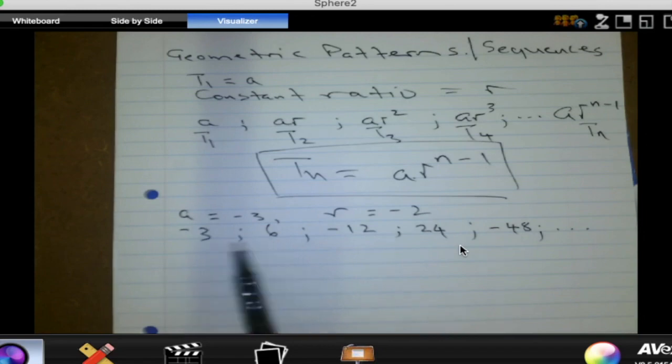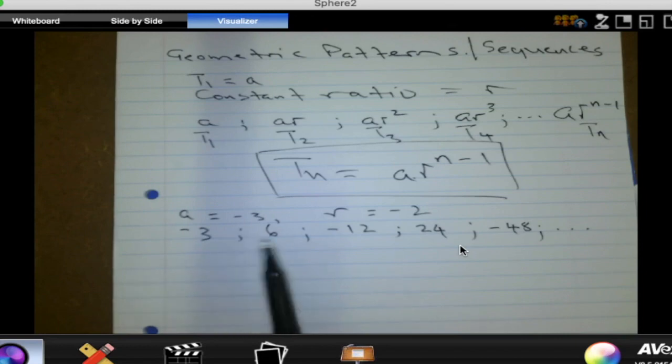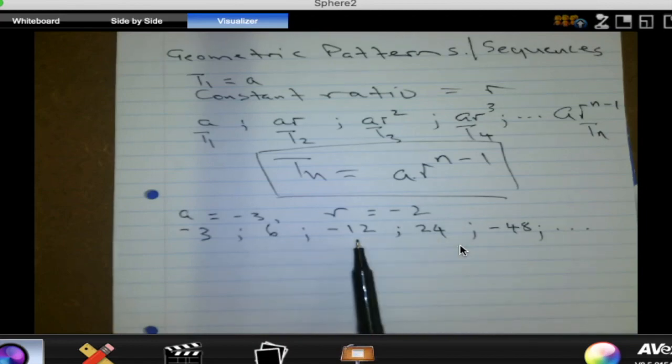What is 6 divided by negative 3? So it's a minus 2, right? So if I take 6 and divide by minus 3, I get a minus 2. What is minus 12 over 6? Negative 2. What is 24 divided by negative 12? Negative 2. So you see we have a constant ratio here, right?